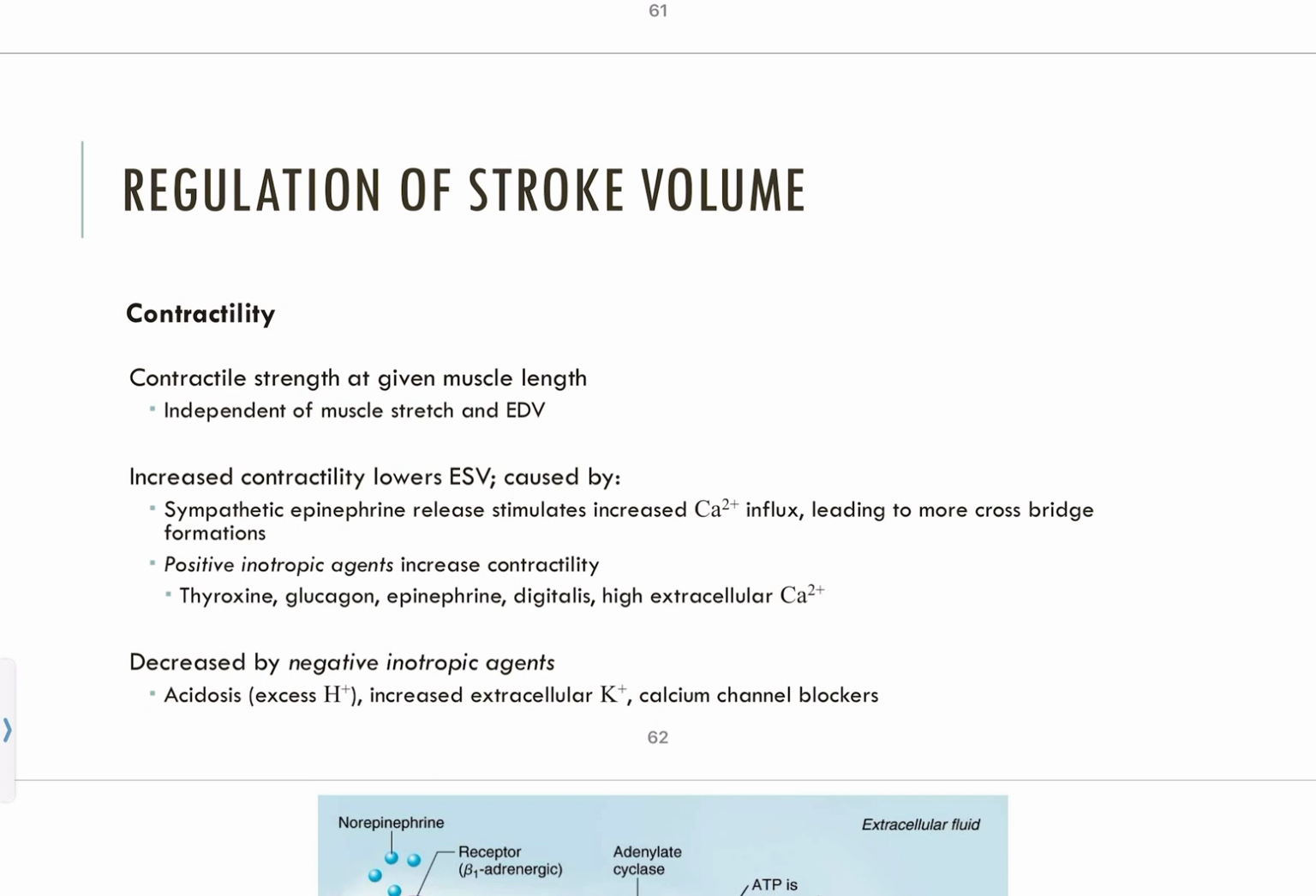We have what are referred to as positive inotropic agents, so things like thyroxine, glucagon, and digitalis. These are going to also enhance contractility. And then we have negative inotropic agents like acidosis, elevated potassium levels, or calcium channel blockers. So these things would weaken our contractility. Greater contractility is going to lower our end systolic volume, leading to an increase in our stroke volume.